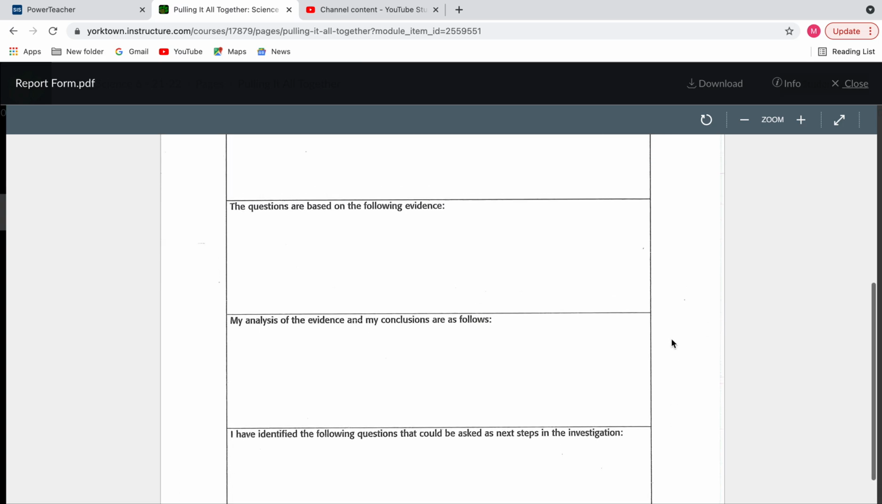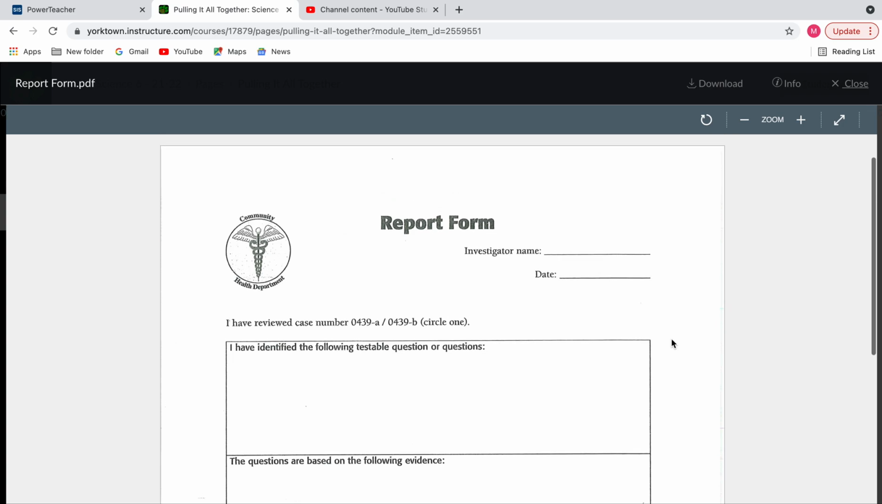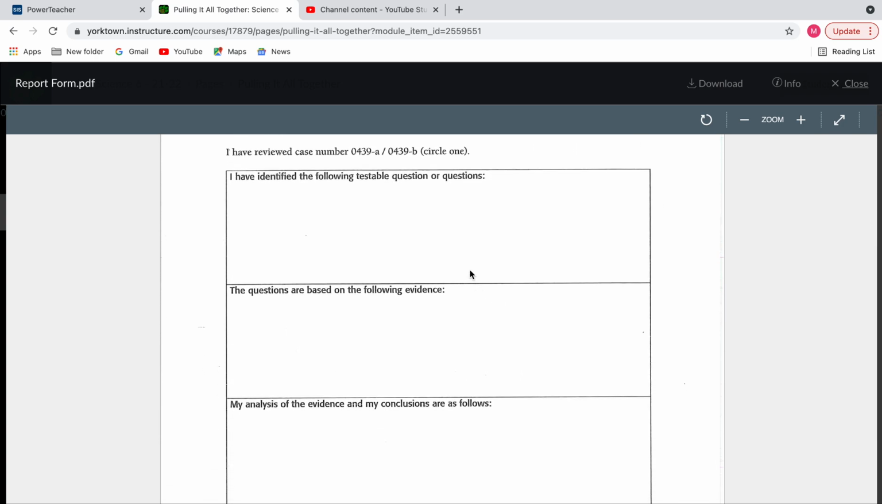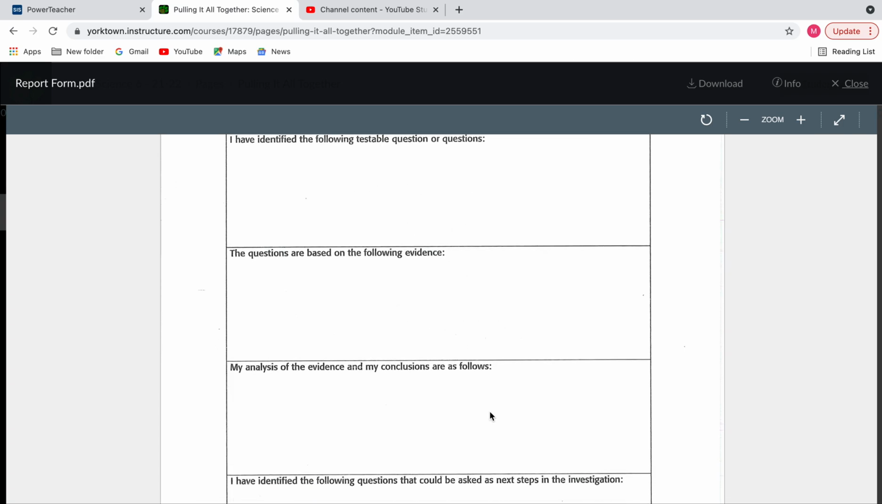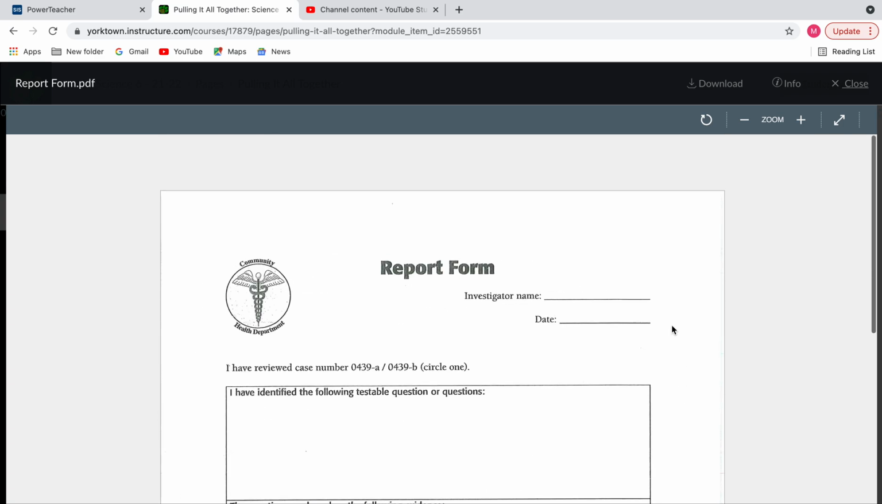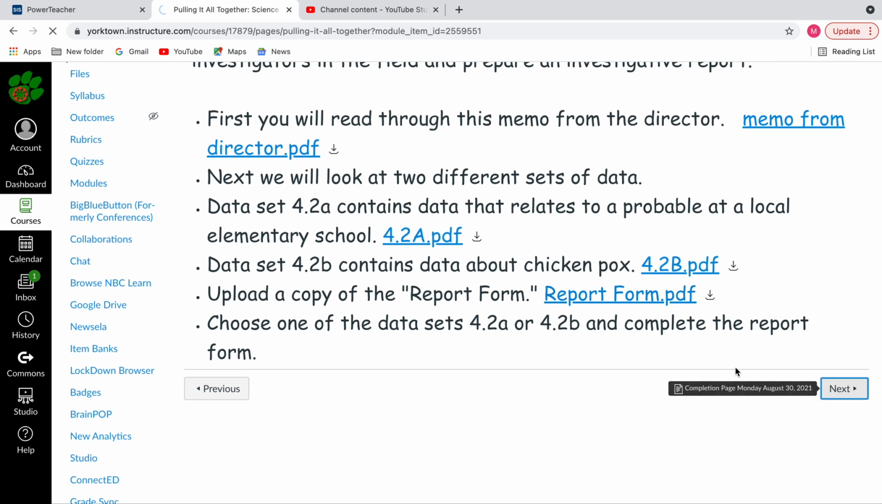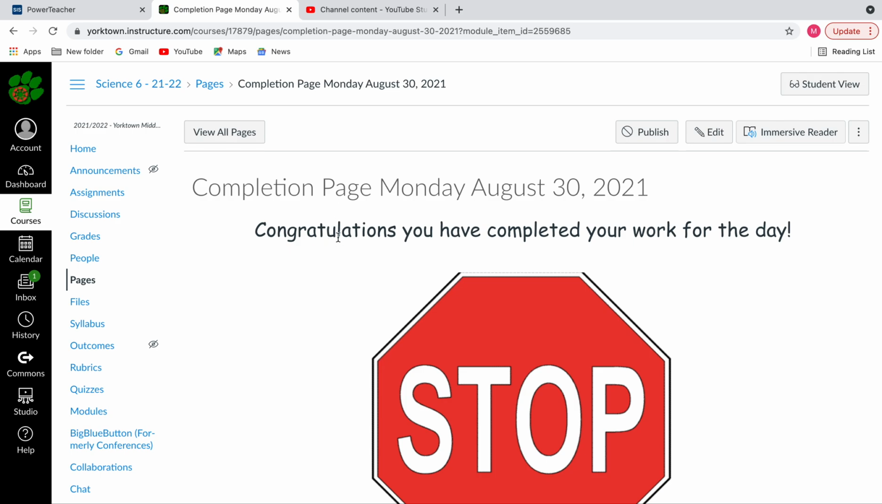So simply choose either 4.2A or 4.2B, upload the report form, and follow along with the report form, filling each section out as you go through the data sheet that you chose. And that is it for today's module. We'll continue with the activity tomorrow.